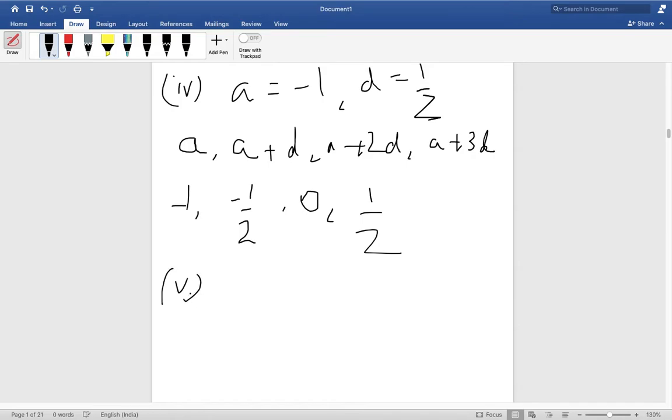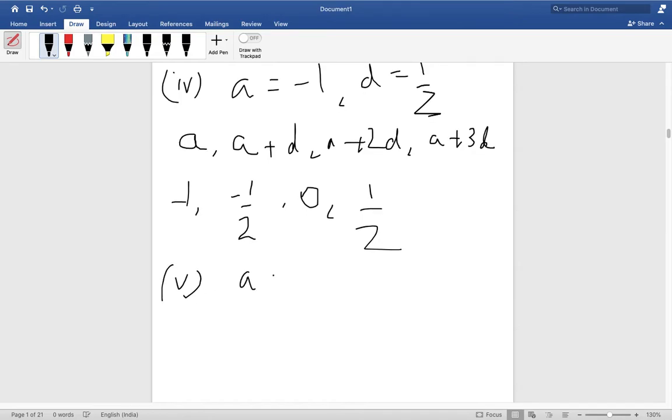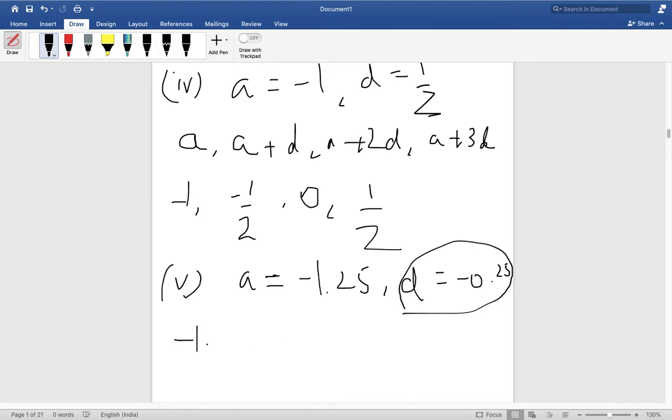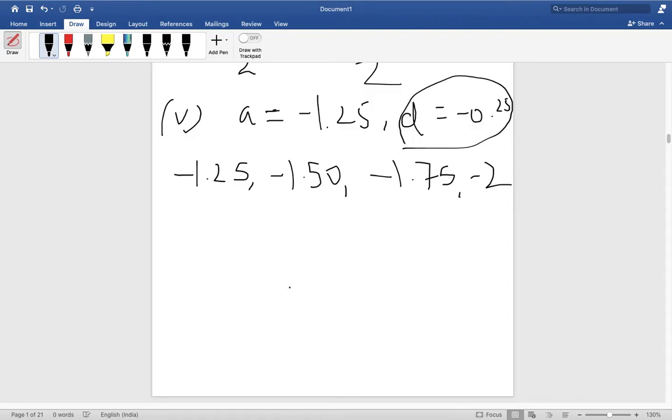Fifth, A is negative 1.25 and D is negative 0.25. So the consecutive terms will be decreasing because the common difference D is negative. So A is minus 1.25 already there. That's the first term. Second term, when you add D, so this is negative, will become minus 1.50, then minus 1.75, then minus 2. So that's it. That's the 4 terms of this AP. It's done. Easy questions. These are all easy.